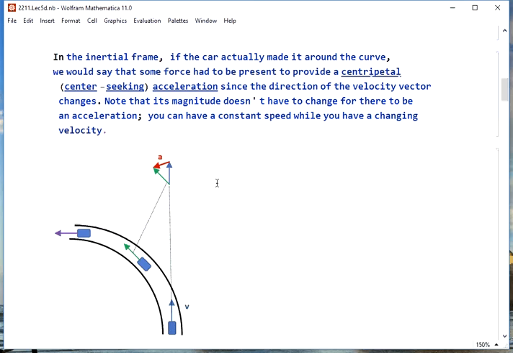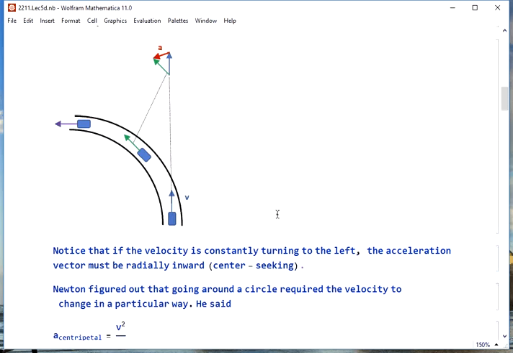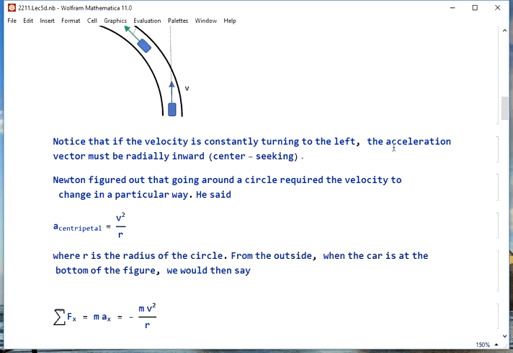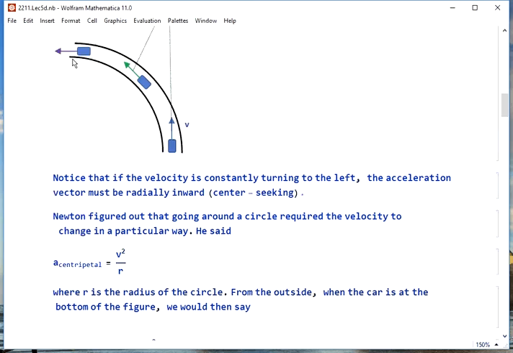The magnitude, by the way, does not necessarily have to change. We could have a constant speed. You can set your cruise control in your car and go around a curve, and you will accelerate. If the velocity is constantly turning to the left, we see that the acceleration has to be radially inward, and that's where the center-seeking name comes from. Newton figured out that if you want to successfully make it through a circular curve, the velocity has to change in a particular way, and that is v squared will have to equal r times this centripetal acceleration, where r is the radius of the circle.